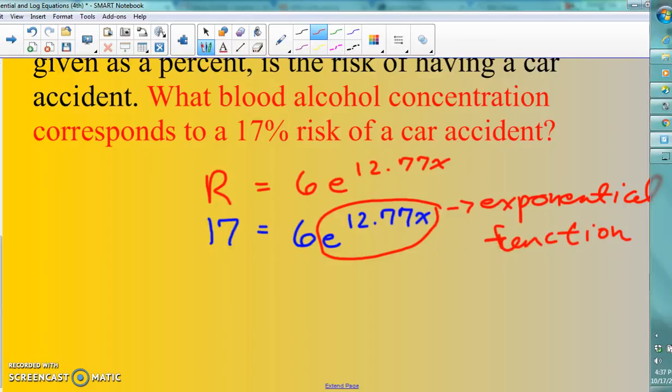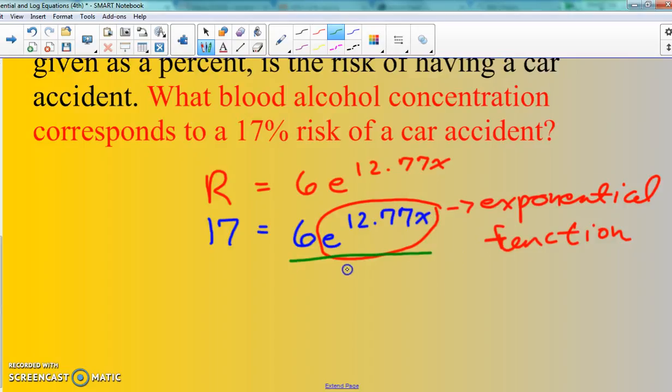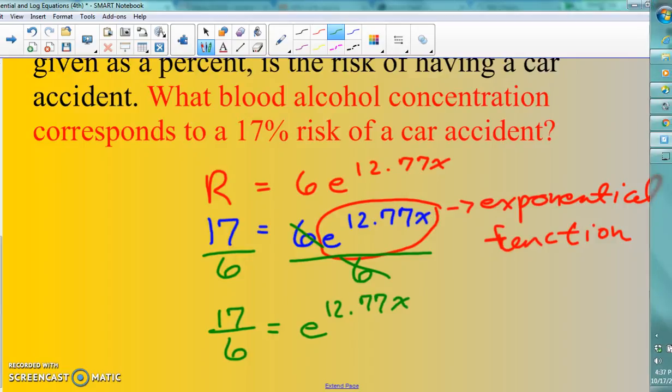And so that means this 6 has to move over to the other side. But how do we get this 6 to the other side? Or in other words, what's happening? Is it 6 times E or 6 plus E? It's 6 times E. So if it's times, we have to do the opposite, so we divide by 6, and that cancels out. Here, do not put 17 over 6 in the calculator. We're going to leave it as it is, because if we get a decimal here and round it, it's going to completely change our final answer. So do not round this number or put it into the calculator until you get to the very end.